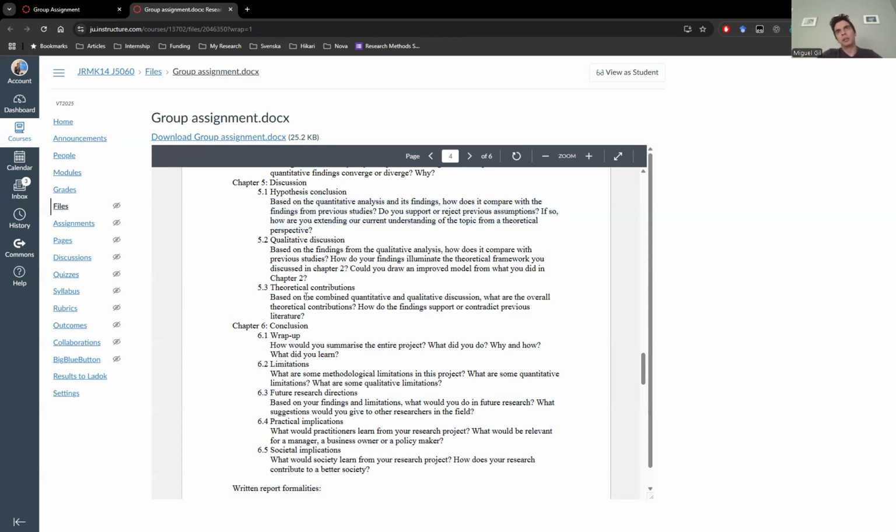And finally, the last suggestion is to include an overall contribution. If you conclude from both sides, the quant and the qual, what is it that you are bringing to the table?